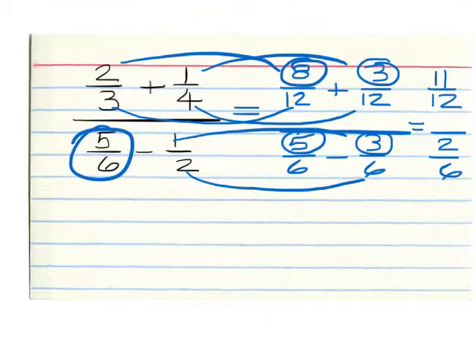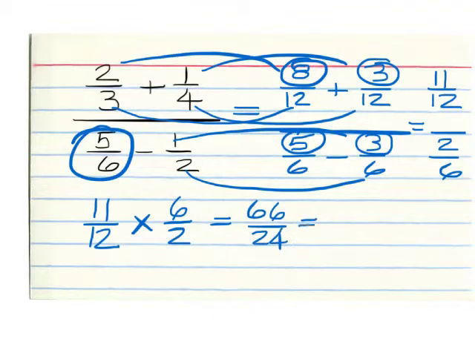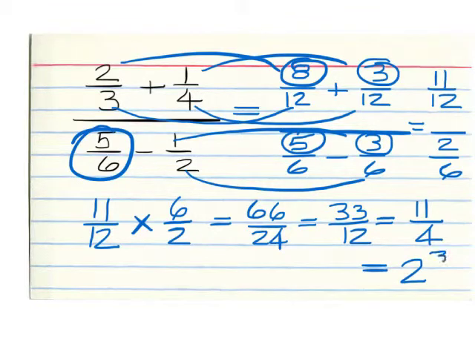Now when you divide fractions, you have to flip and multiply by the one you're dividing by. So it's really 11/12 times, not 2/6, but 6/2. And when you do that, you get 66/24, and you can reduce that to 33/12. And 3 still goes into both of them, so that's 11/4. And as a mixed number, that would be 2 3/4.